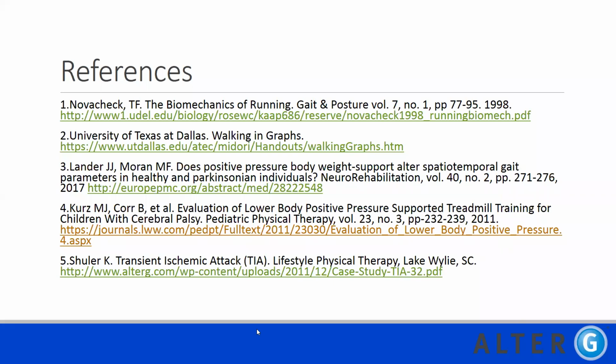And then, is there a recommended age or size when using the AlterG for pediatrics? It's not so much an age as it is a size. We do have minimums. 4'10" is your, actually I think we can go a little bit lower. 4'8", I believe, is the minimum height requirement. And the weight is 85 pounds. There's a height and weight minimum in order to get the treadmill working accurately.